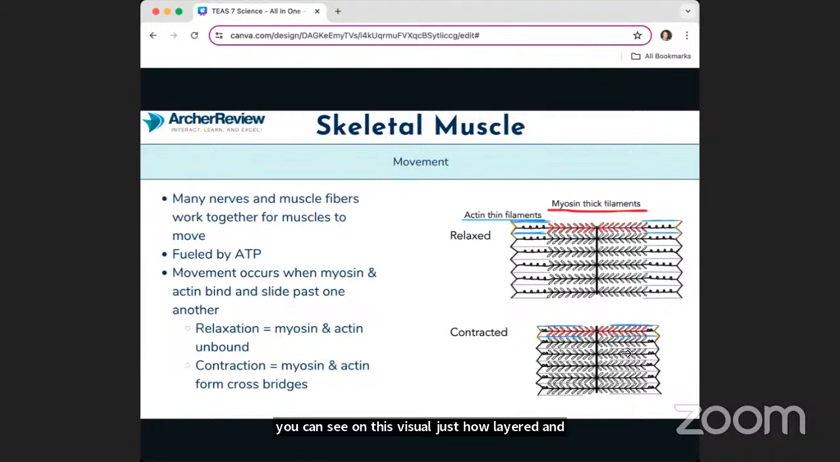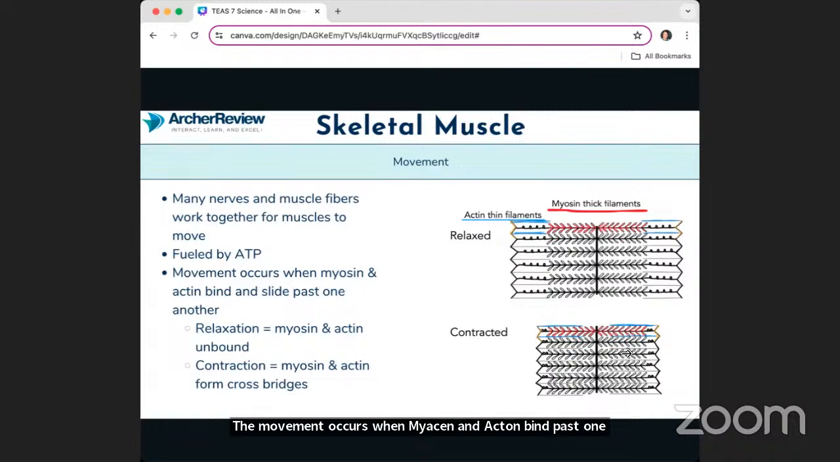So here on this next slide, I've got a much better visual here for you to see those actin and myosin filaments working together. So many nerves and muscle fibers do work together in order for muscles to move, and it's all fueled by energy, or you could get more specific and say ATP. The movement occurs when myosin and actin bind and slide past one another. So let's look at the two different phases.